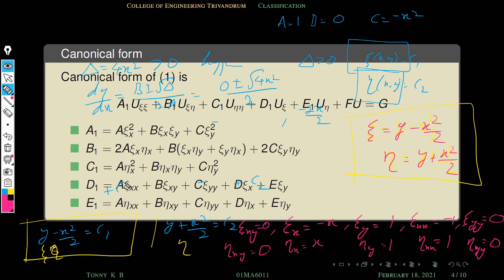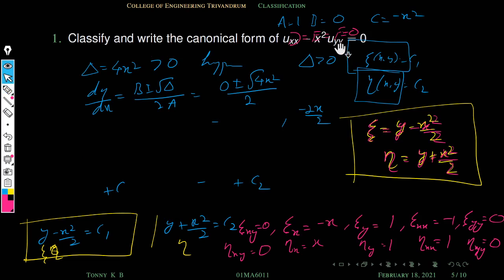A is equal to 1, b is equal to 0, c equal to x square, and all other coefficients are 0 for this problem. So d, e and f are also 0. And what about G, the right hand side? Yeah, that is also 0.